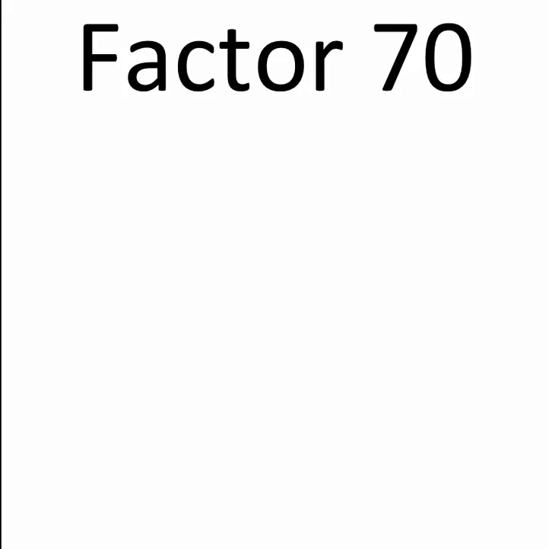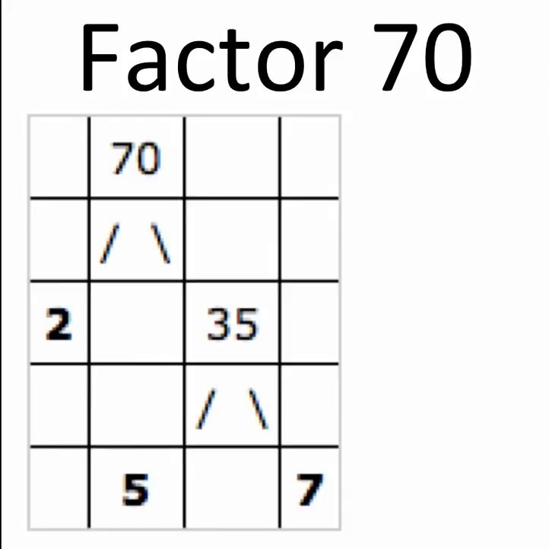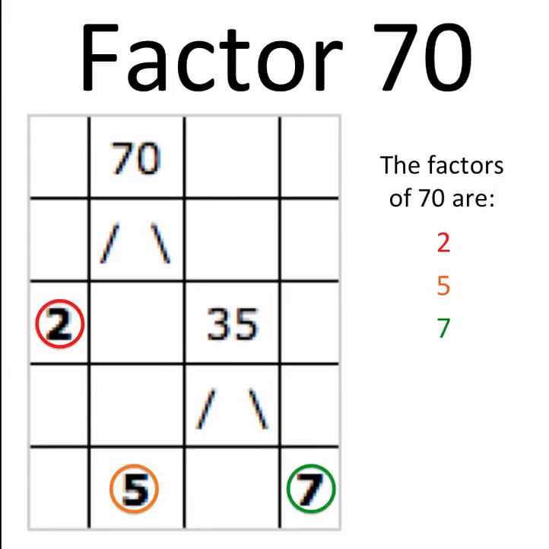That is a tree that will show me all of the breakdowns of the factors of 70 until I get down to prime numbers. And there is the prime factorization tree. I can see that 70 breaks down into 2 times 35, and then 35 breaks down further into 5 times 7. So my prime factors of 70 are 2 and 5 and 7.